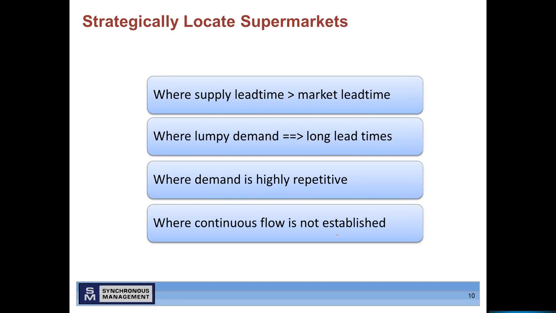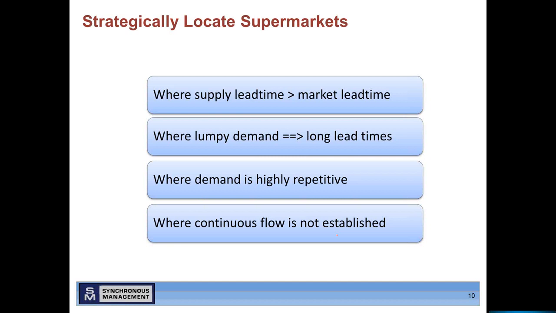So that's the primary thing you want to look at: how long does it take me to get it versus what is the customer demand. And keep in mind, lumpy demand can extend lead times. If my demand is 100 a day, and then all of a sudden one day I have demand for 400, that could be a 4-day lead time. So we need to keep that in mind also.